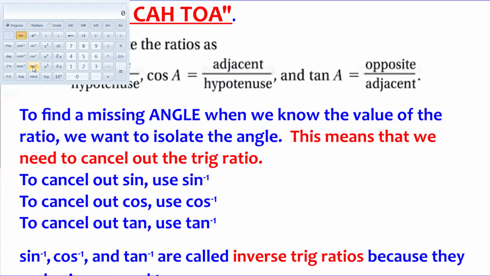On most standard graphing calculators or scientific calculators, these operations are usually just right above the sine, cosine, and tangent. So usually you'll hit second, and then you'll hit sine, cosine, or tangent, and it will bring up the inverse version. So let's take a look at an example where we might need to use this.